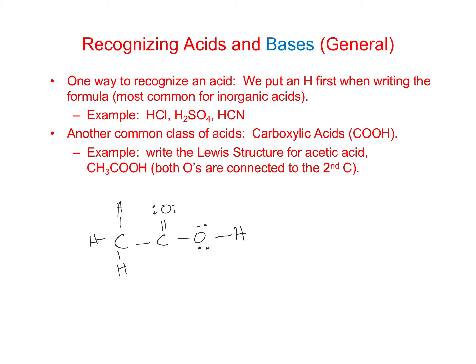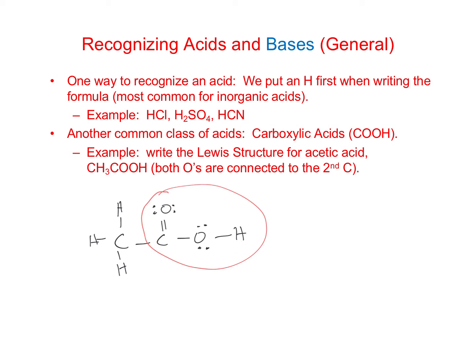And so when we have this grouping of atoms, where we have a carbon double bonded to an oxygen, and then that same carbon is connected to an oxygen, which is connected to a hydrogen, this grouping of atoms that we might call a functional group is acidic. And so all carboxylic acids have this same grouping of atoms.